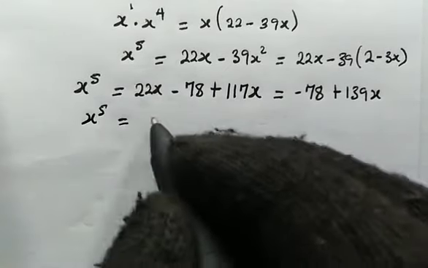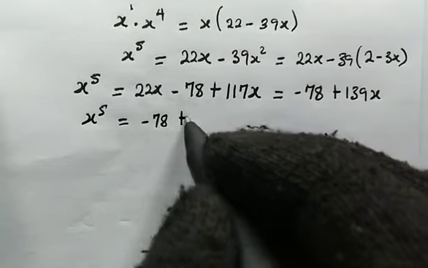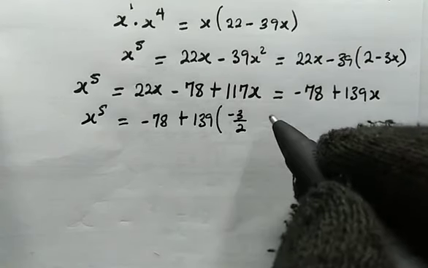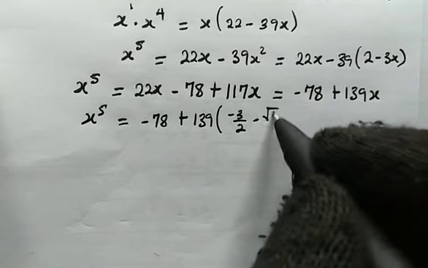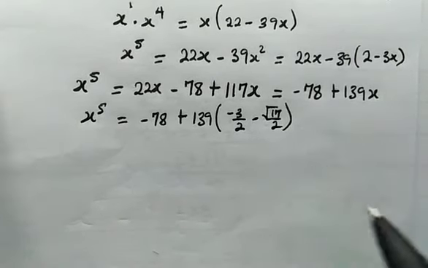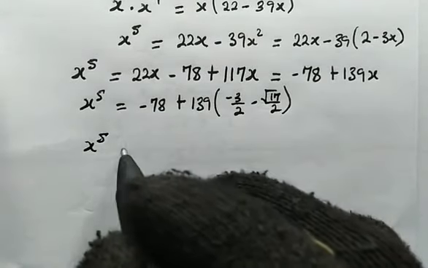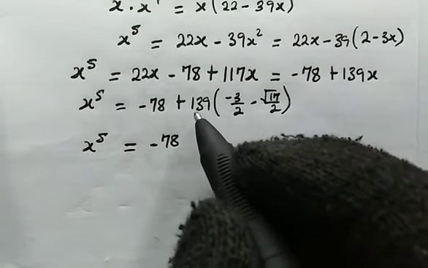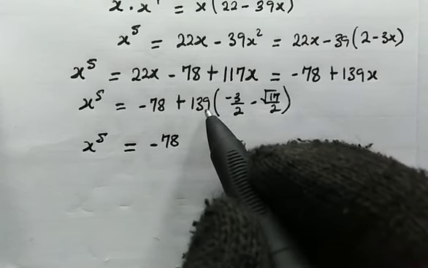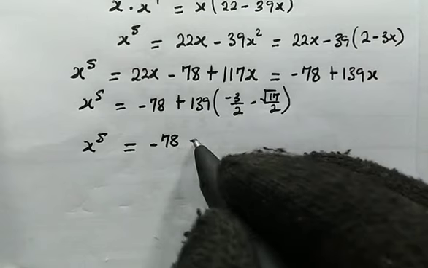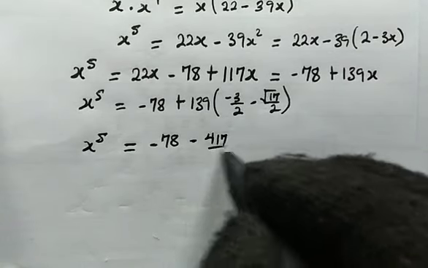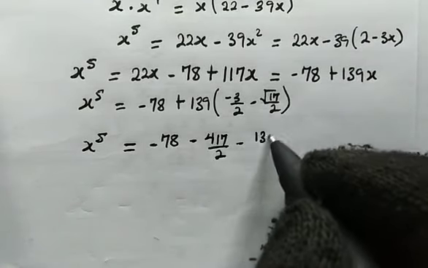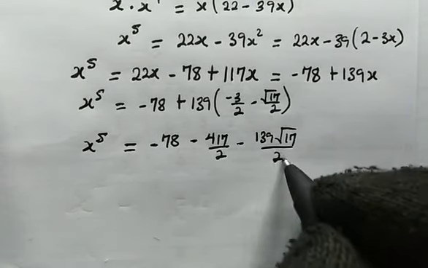Again, we're going to find the value for x to the power of 5 by making a substitution. So we have negative 78 plus 139 into brackets. Remember, x is equal to negative 3 over 2 minus root 17 over 2. Here we get x to the power of 5 equals negative 78, then 139 times negative 3 over 2 gives us negative 417 over 2, and minus this times this gives us 139 root 17 over 2.